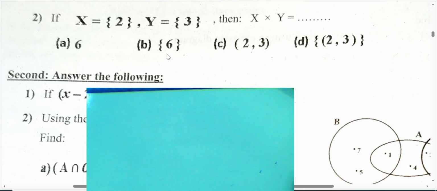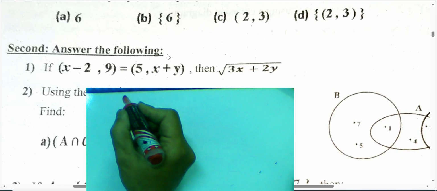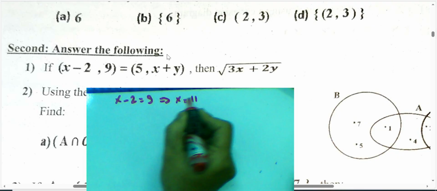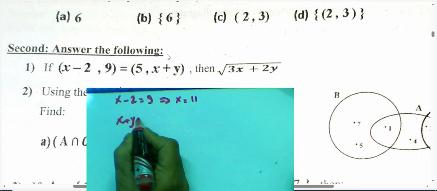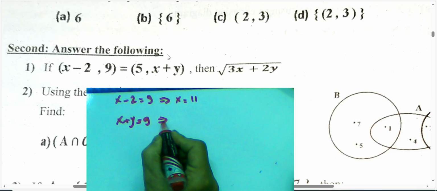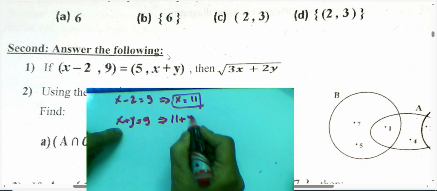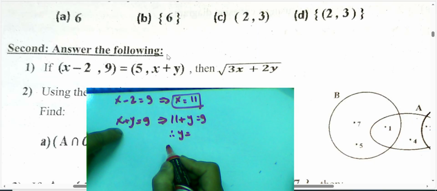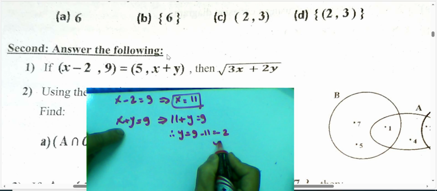Next question. Second, we have ordered equal ordered pairs. In the first, x minus 2 will be equal to 9. It means x will be 11. And second projection equals second projection. x plus y was 9. It means, but x equals 11, 11 plus y equals 9. Okay, then the value of y will be equal to 9 minus 11, will be negative 2. The value of y was negative 2.